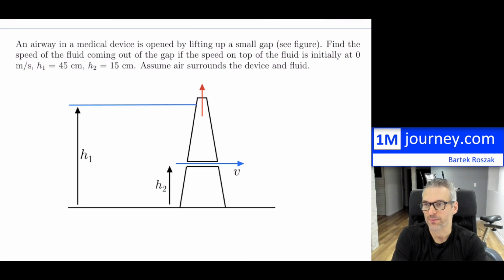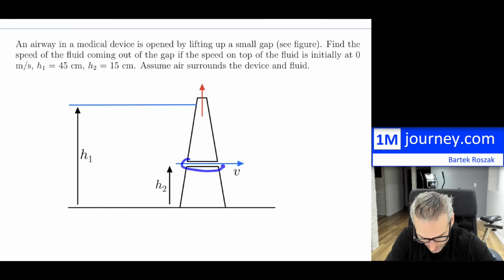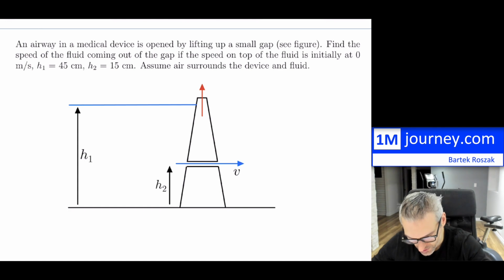Here's another example. It says an airway in a medical device is opened by lifting up a small gap. All right, so see the figure. So here it's kind of opened up, and so there's going to be some flow of liquid in here. So find the speed of the fluid coming out of the gap if the speed on top of the fluid is initially at 0 meters per second. So that means all the way up here. So this is the initial speed.